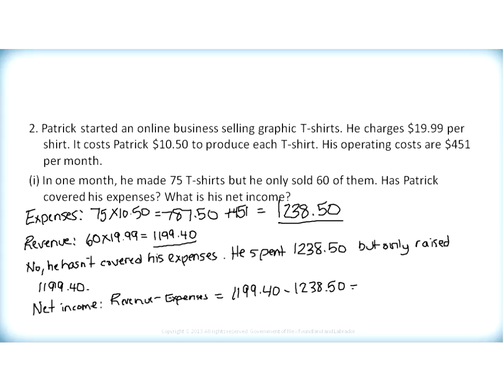So putting that into your calculator, you get a value of minus $39.10. So in other words, Patrick lost $39.10 for the month. That's his net expense, his net income, sorry. So he made a loss that month of $39.10. He didn't quite reach break even, and he definitely didn't get a profit.